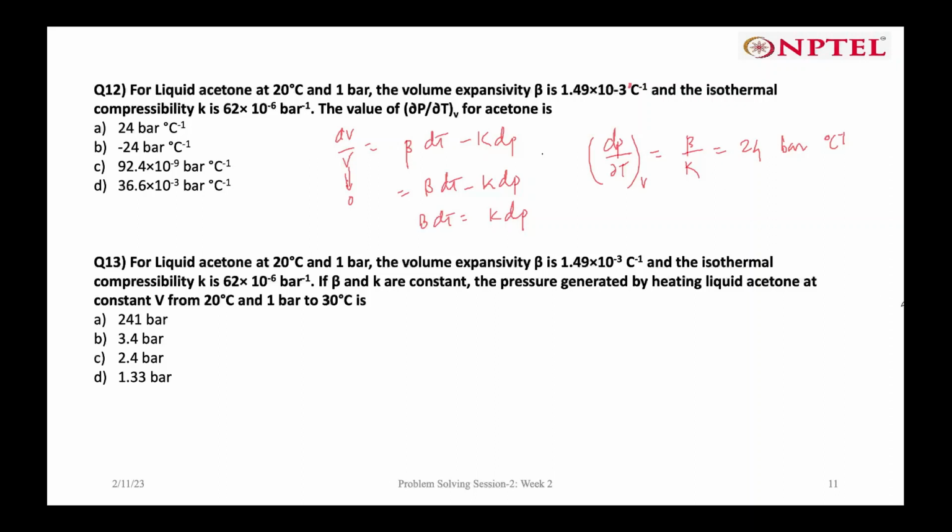Sir, why is dV by V equal to 0? So here it is a constant volume process. Here also we have to calculate dP by dT using these relations. Here it is mentioned at constant volume. Sir, it is not explained in the statement like constant volume or isochoric process. So based on that, here it is mentioned, so volume is constant.